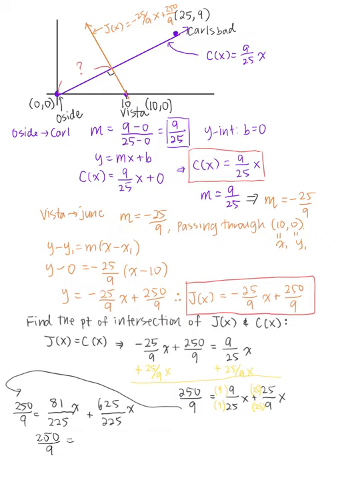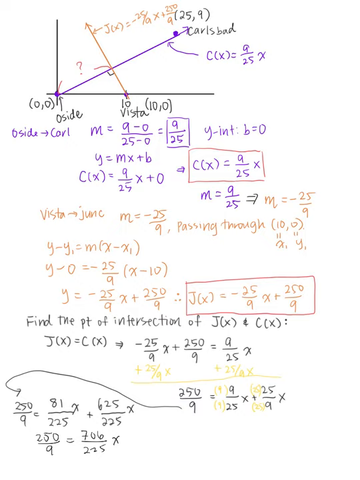Now adding those two together, what we're going to get is 250 over 9 equals, what is that? 81 plus 625 is 706. 706 over 225 and then x. Do not freak out because numbers are not looking cute. All right, we got this. So now remember what we're doing. We're trying to solve for x.